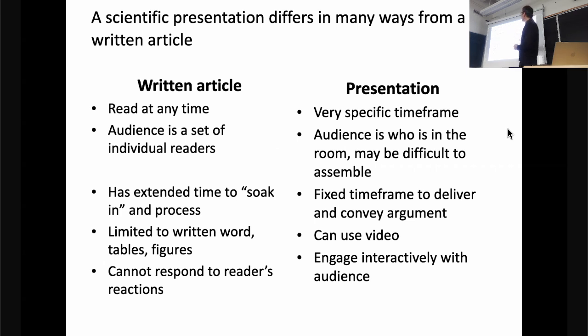All right. A written article is often aimed at a set of individuals who are each understanding what you're doing alone, whereas an audience has a kind of interaction and a collective aspect to it, which could be important.